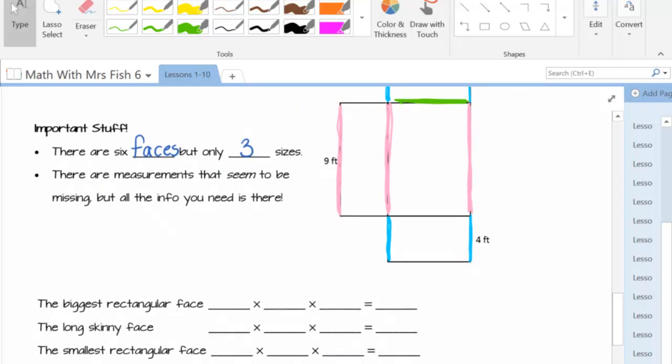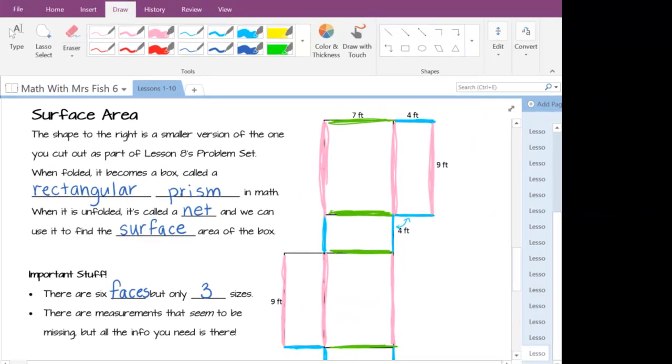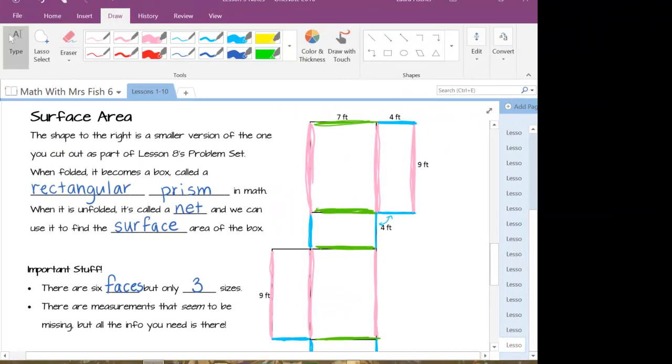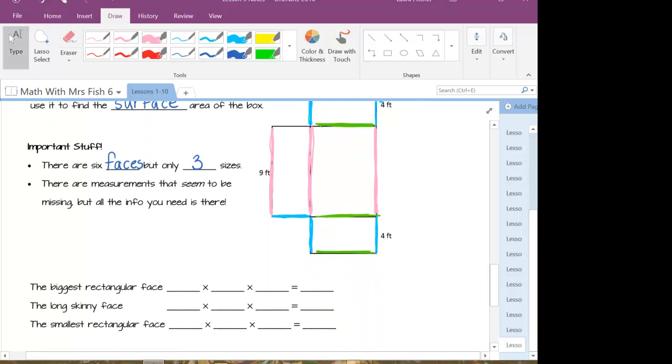Oops. This one. Oh, and I just realized I missed something here, didn't I? Some of you are probably yelling in the background, you missed it. That one's 4 feet. Okay. Alrighty. So let's take a look at this. The biggest rectangular face. Oh, and I missed another one. Good heavens. There we go.